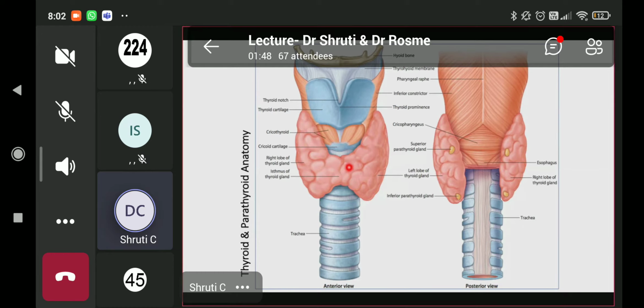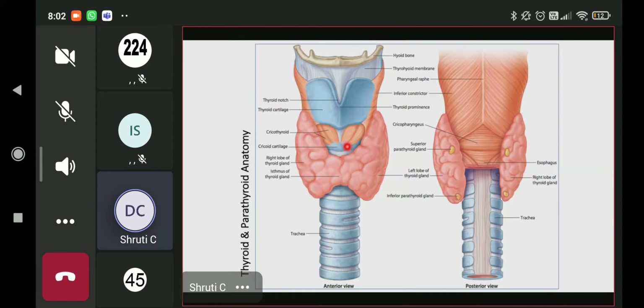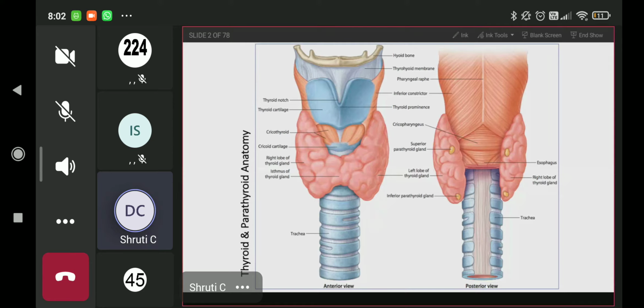So this is the thyroid gland. This is the left and the right lobe, which is connected by the isthmus, and it lies right below the cricothyroid cartilage, and the gland lies anterior to the trachea. You are all aware about the anatomy, and you can go through the picture later on.